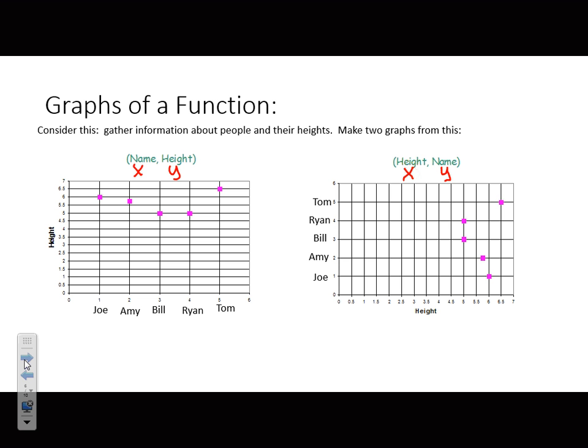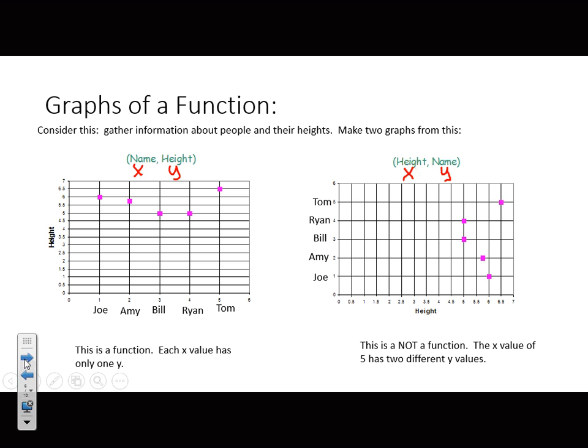Now, if we look at this first one, we have to determine if it's a function. Remember, a function has exactly one input has exactly one output. If we look here, we have that. This is a function because the x value has only one y value. If we come over to our second graph, when we do the height and the name, this is not a function because the x value of 5 right here has two different values for y. Okay, so this would not be a function.